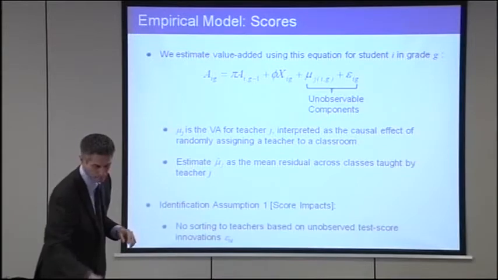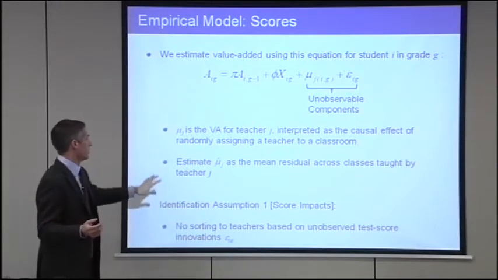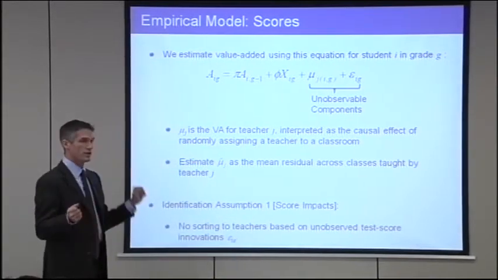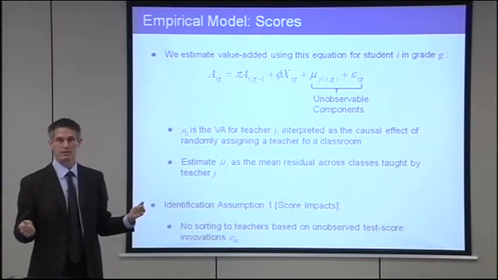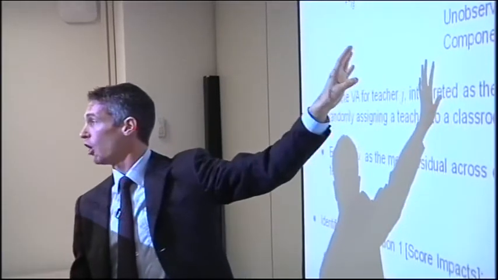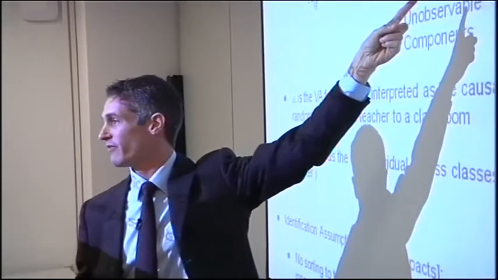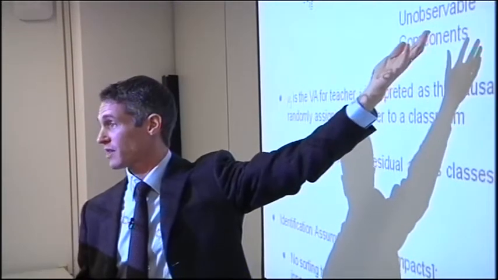Okay? So what's our main identification assumption here? What's the big assumption we have to make? It's that we don't have students sorting to teachers based on these unobservable components epsilon. That is, we can't have it be the case that a particular teacher always gets students who have positive epsilons or negative epsilons on average.